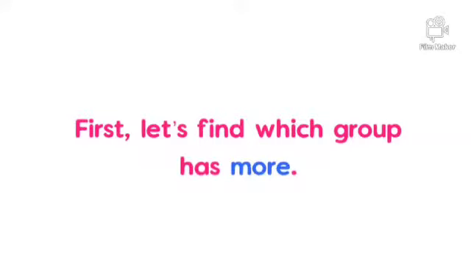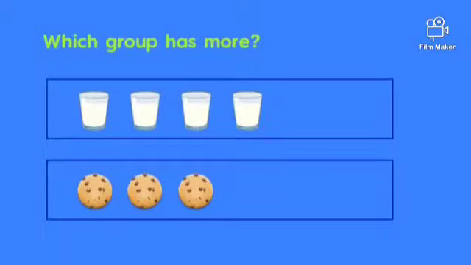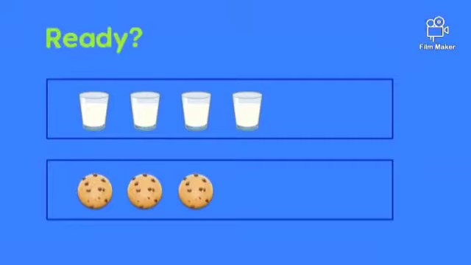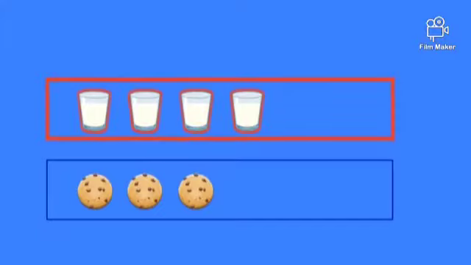Kids, let's see which group has more objects. Now first group has 4 glasses and second group has 3 cookies. Now tell me which group has more objects. Count and say. Ready? And you all are correct. The group of glasses is more. There are 4 glasses. Good work.